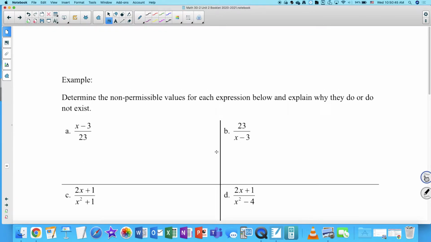Determine the non-permissible values for each expression and explain why or why not they exist. Okay, so when you are looking for non-permissible values, we need to focus in on the denominator and say what value of the denominator would make this denominator equal to 0. Okay? Sometimes there are values, sometimes there are not. Okay? So let's take a look at this guy. What value of x would make the denominator equal 0?